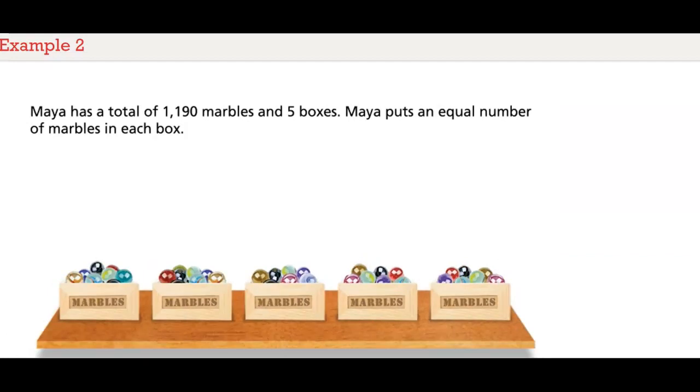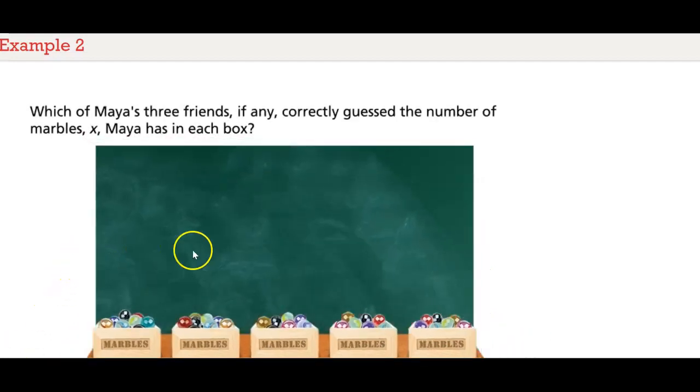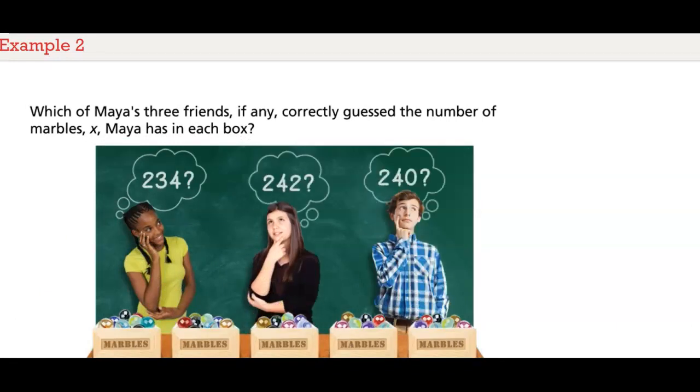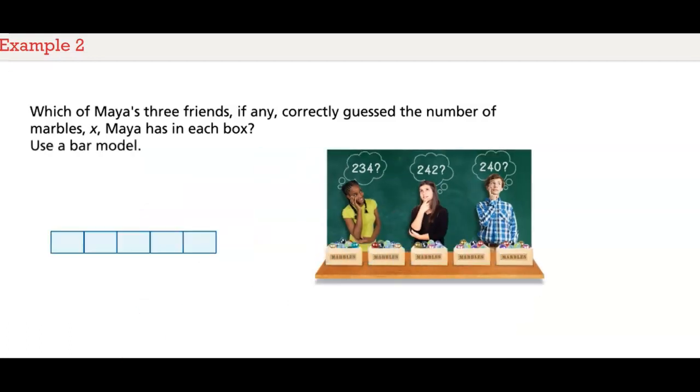Maya has a total of 1,190 marbles and 5 boxes. Maya puts an equal number of marbles in each box. Which of Maya's 3 friends, if any, correctly guessed the number of marbles, X, Maya has in each box? You can use a bar model to represent the 5 groups of marbles. Maya has 1,190 marbles. If each box has X marbles in it, then 5 times X is equal to 1,190.